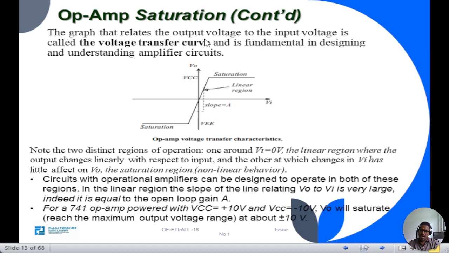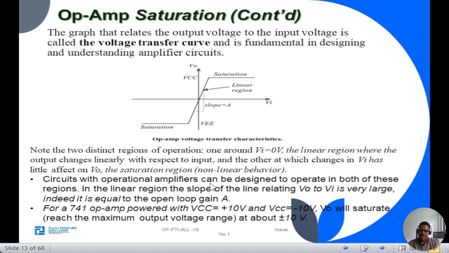So this is our V out, and this is our V in on this graph. The graph that relates the output voltage to the input voltage is called the voltage transfer curve and is fundamental in designing and understanding amplifier circuits. On the negative side is negative saturation; on the positive side is positive saturation. Note the two distinct regions of operation: one around Vi equal to 0 volts, the linear region, where the output changes linearly with respect to the input, and the other, the saturation region, where a change in Vi has little effect on V out, with nonlinear behavior.